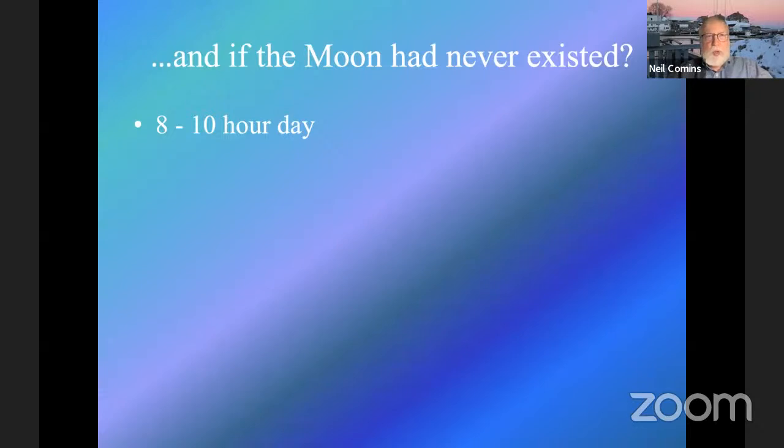So in other words, the tides from the sun, if we had never had a moon, would be a third as high as they are today and would have been that high throughout history. So that's why I say 8 to 10 hours. There would be, of course, very different weather patterns. The heating and cooling cycle, the day-night cycle, would be vastly different than it is today.